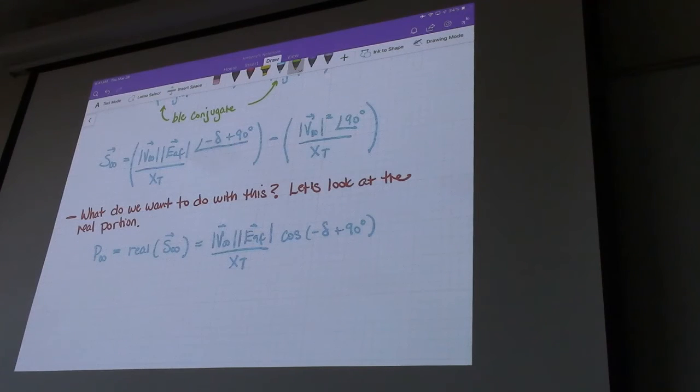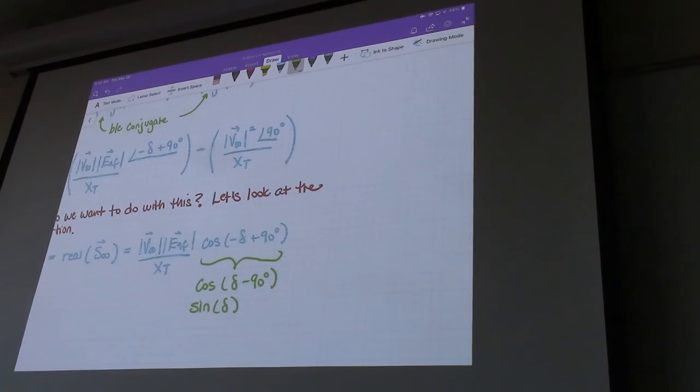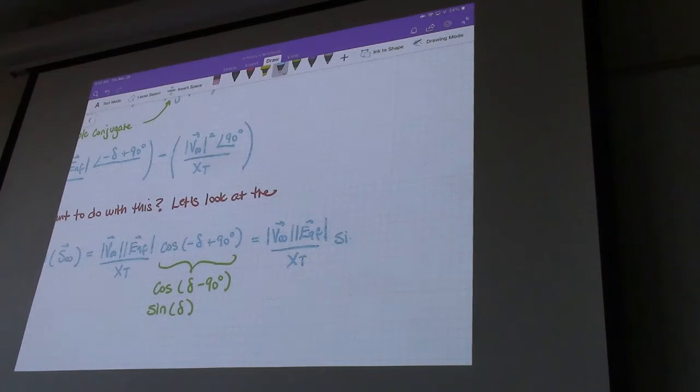And what we'll see is that, so why does this apply? Cosine of x is equal to cosine of negative x. Okay, so we flip the signs there, and instead of it being negative delta plus 90, it becomes delta minus 90. And then another trig identity tells us that cosine of a value minus 90 degrees is the same as sine of that value. So what we end up with is sine of delta.